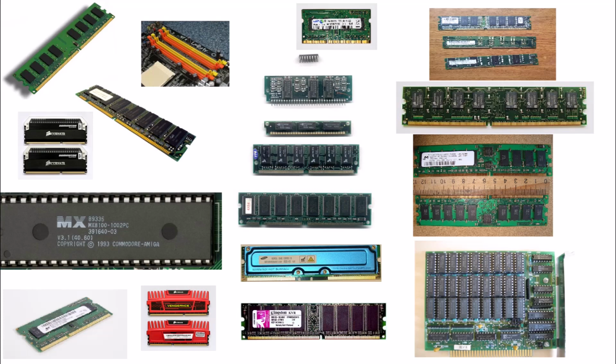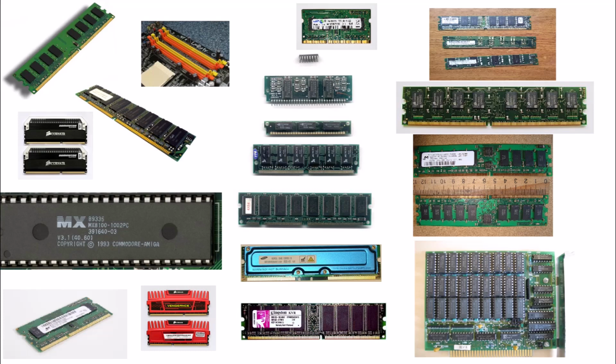DDR2 memories are built in FBGA, fine-pitch ball grid array, housings. They can operate at temperatures up to 70 degrees Celsius. DDR2 memory modules are not compatible with DDR modules. DDR2 is currently supported by both Intel and AMD processors.